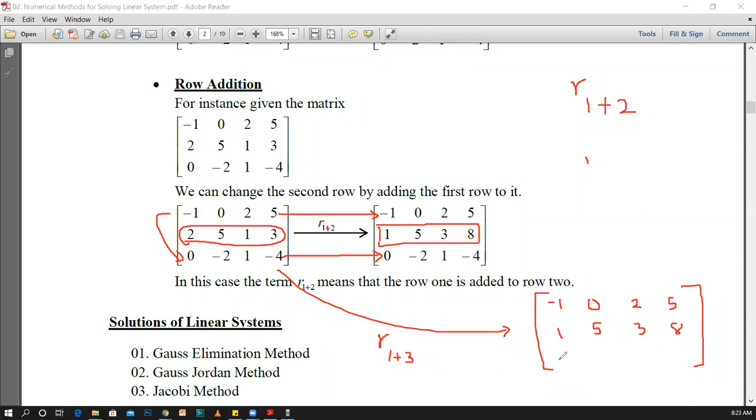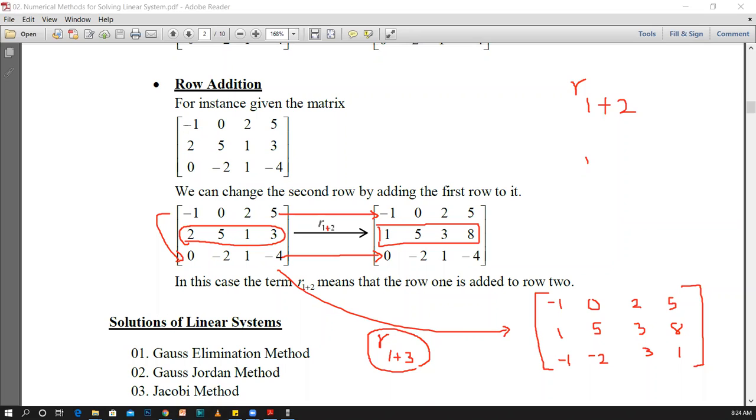Minus 1 plus 0 is minus 1. 0 plus minus 2 is minus 2. 2 plus 1 is 3, and 5 plus minus 4 plus 1. Therefore, the only change that you can see in this matrix is the change of row number 3. It is because from this matrix you have added row number 1 into row number 3, and you denote it using this notation, R1 plus 3.